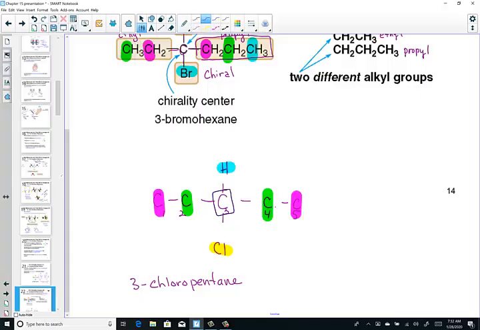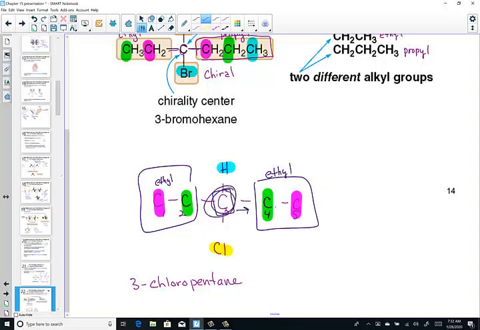In terms of an alkyl group, this would be 2 carbons. In terms of an alkyl group, this would also be 2 carbons. And since they are identical, there's no point of difference from that middle carbon. I look this direction, it's the same as looking this direction. So this would qualify as an achiral object. Carbon number 3 is achiral.